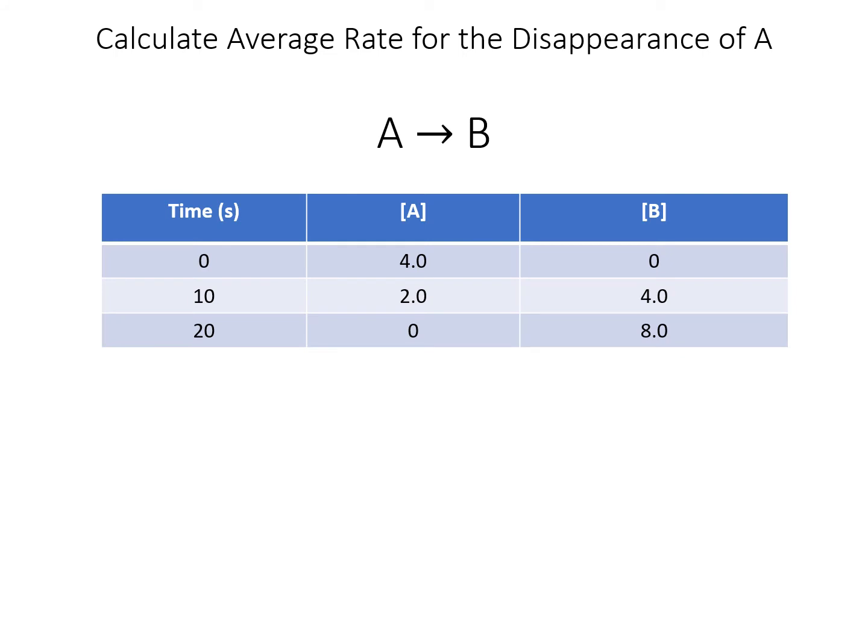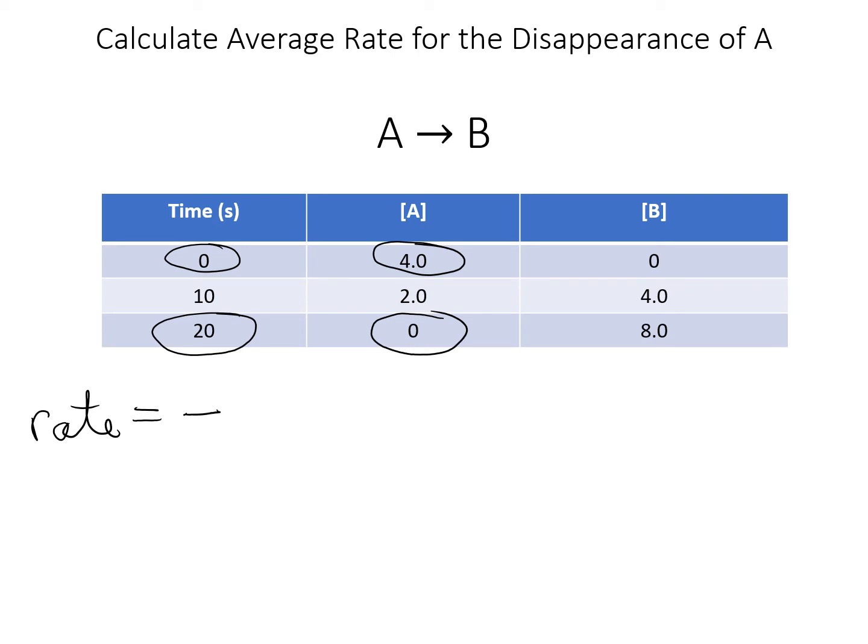So let's calculate the rate of disappearance for A. So with this, let's look at time 0 when A has an initial concentration of 4, and just go to the end of the reaction when time is 20 seconds and our concentration is 0. So remember, rate is your change in concentration. It's going to be the disappearance. We'll put the negative in for now, and then we'll talk about it a little bit.